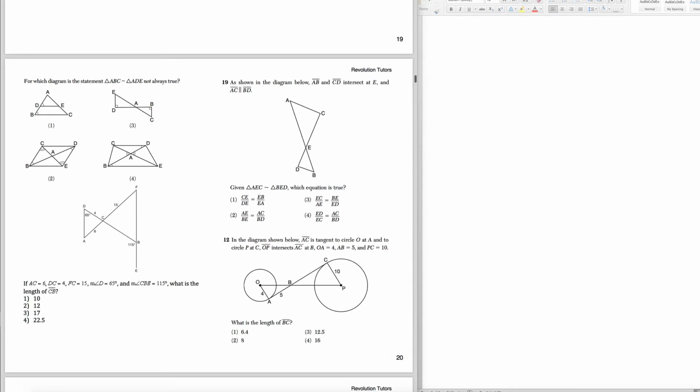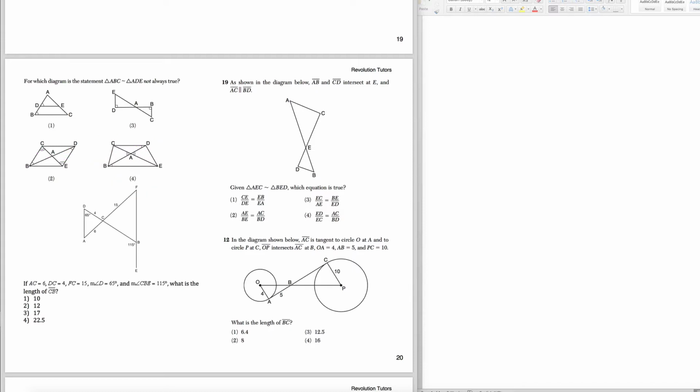Okay, fine. Then this one, which one's not always true? So we know 1 and 2 are definitely similar triangle situations, and then this one gives you 2 angles that are equal, so it's just not true for 4. They only give you 1 angle in AD. So the answer is choice 4, the one that's not always true.